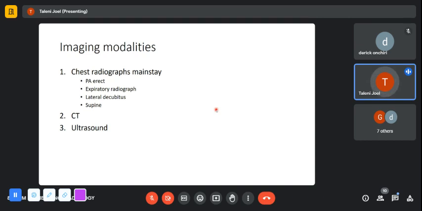Unlike with pleural effusion, for the pneumothorax the affected side should be up so that the air can float to the surface. In patients whom you cannot turn to decubitus, who cannot sit or stand, you can also detect it on supine views. And then CT and ultrasound can also be used.